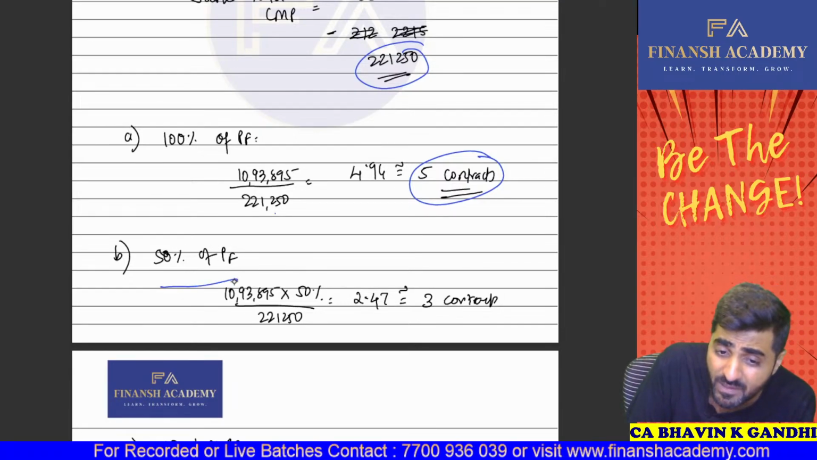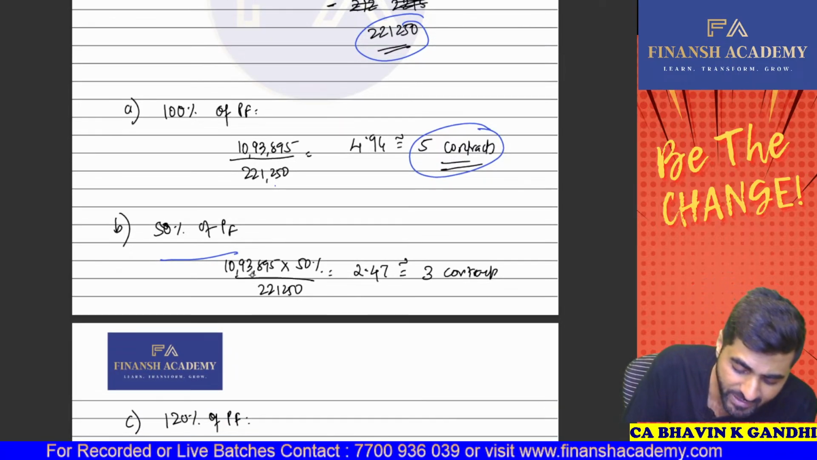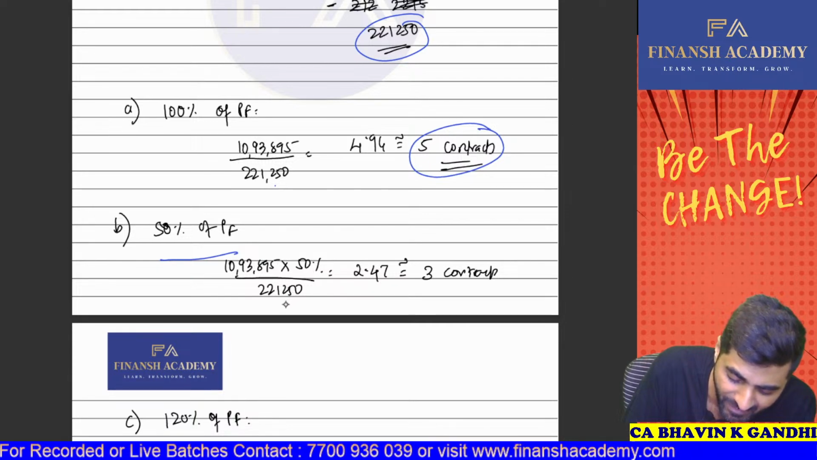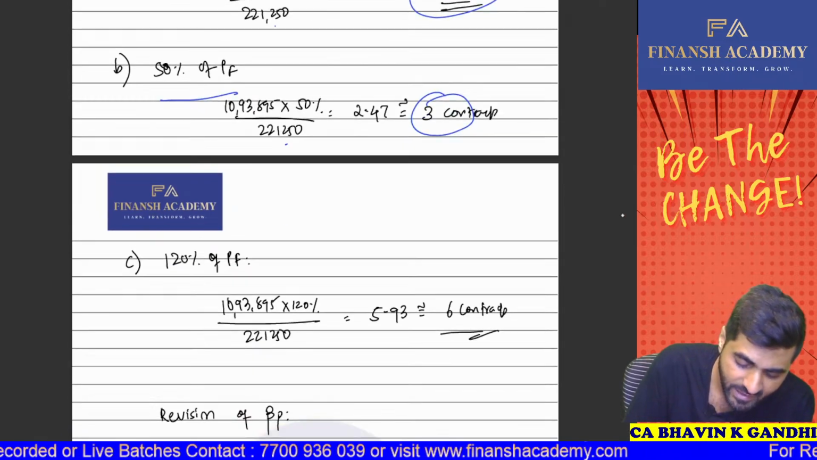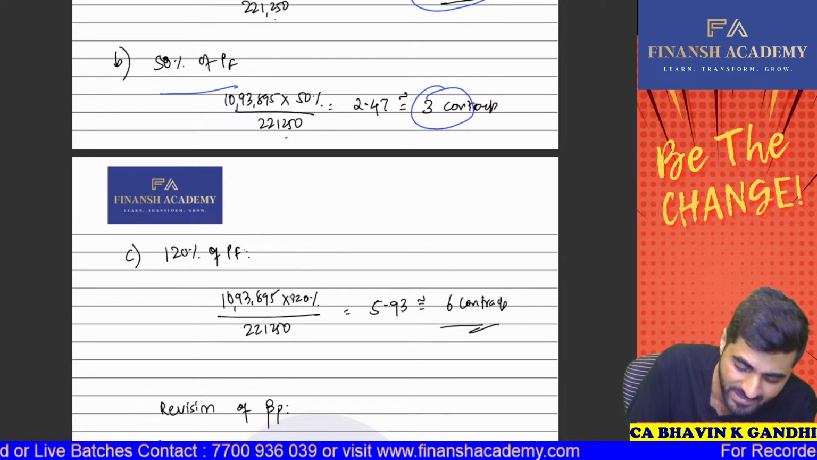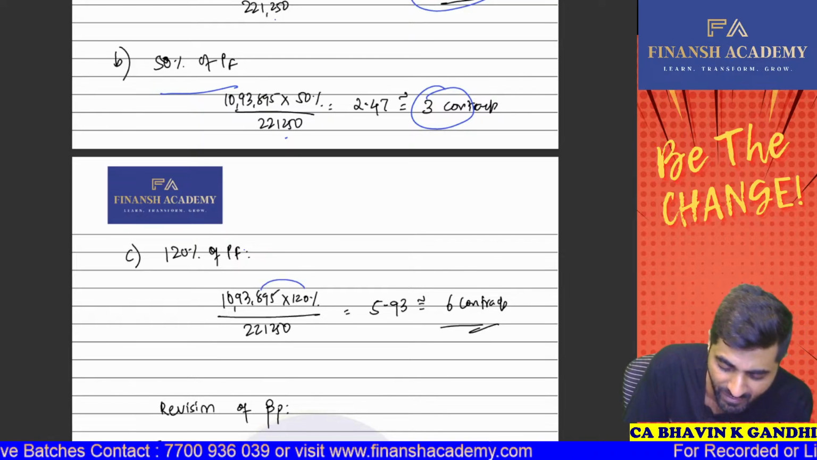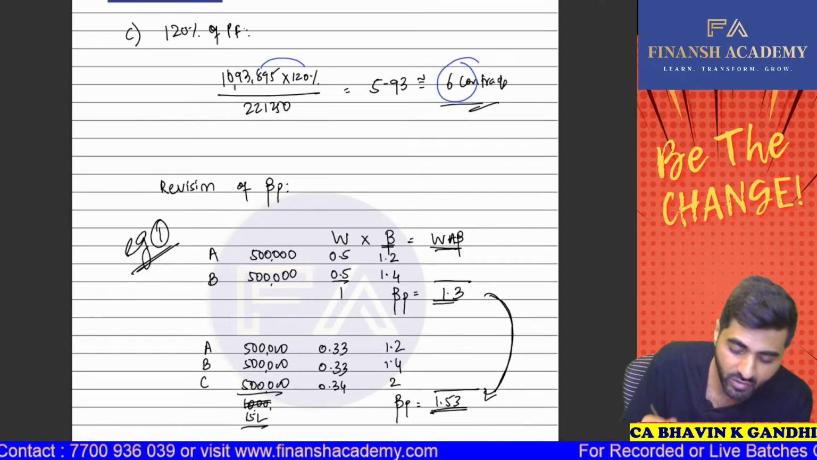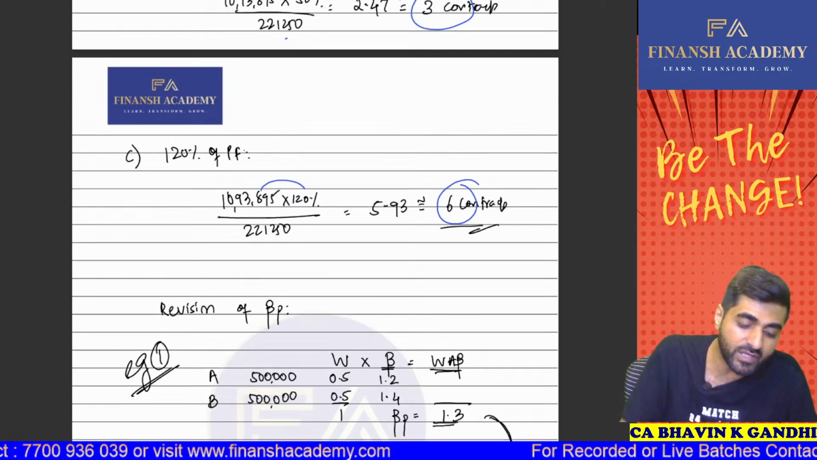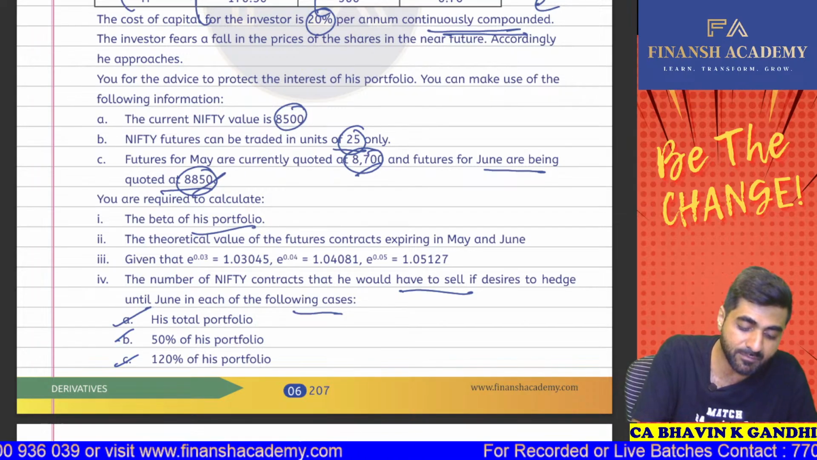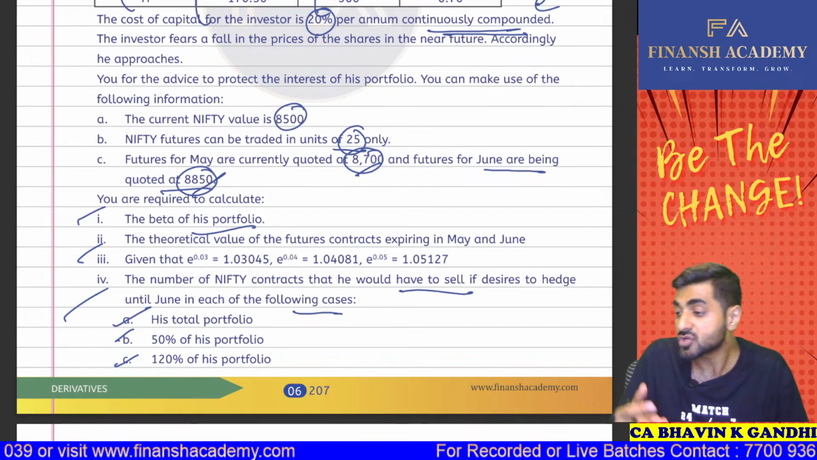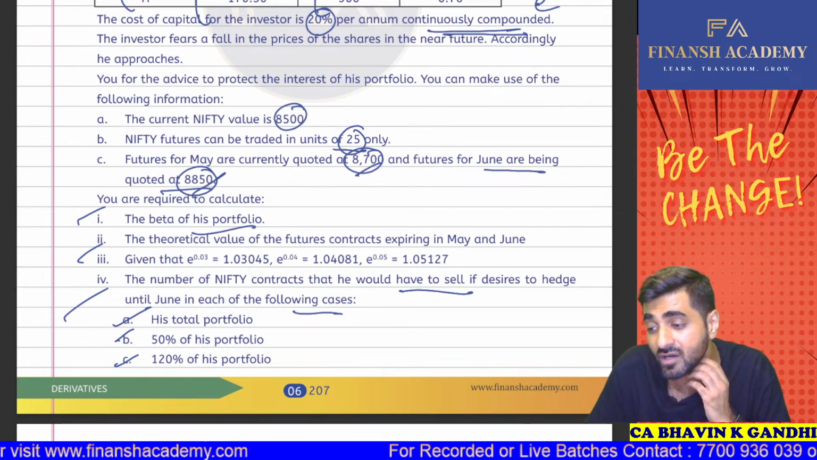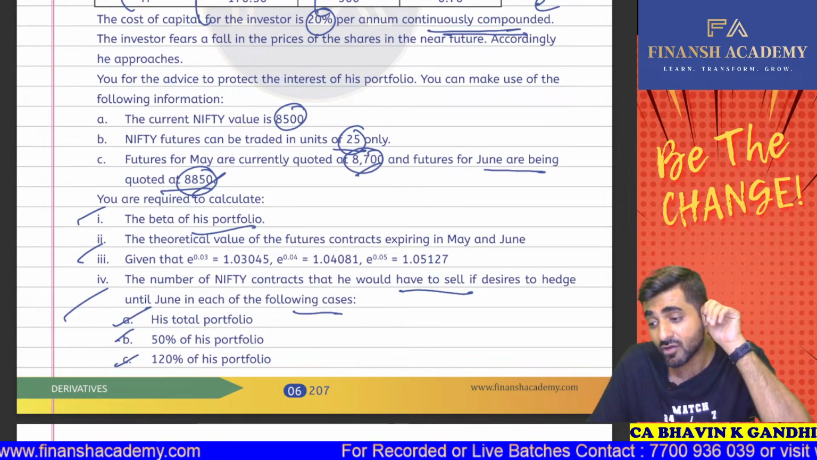If you want to hedge 50% of the portfolio, that will be 10,93,895 into 50% divided by this. So that will give you 3 contracts. And if you want to hedge 120%, then you multiply that by 120% and divide that by 2,21,000. So this will give you eventually 6 contracts. Okay. So this is how we are going to take this particular part into consideration. This was an important question which you all can take into consideration.